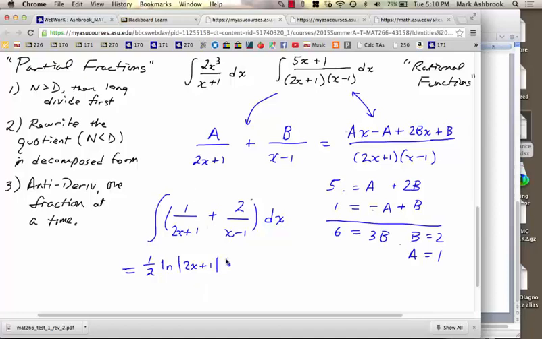Okay, this one? 2 times natural log of absolute value of x minus 1. Do we need to clean up any mess here? No, because it's just x, right? So the derivative of x is just 1, so there's no mess to clean up there. Plus c.